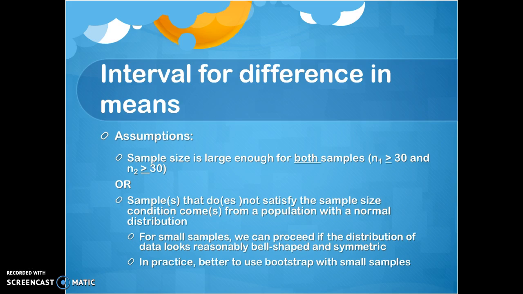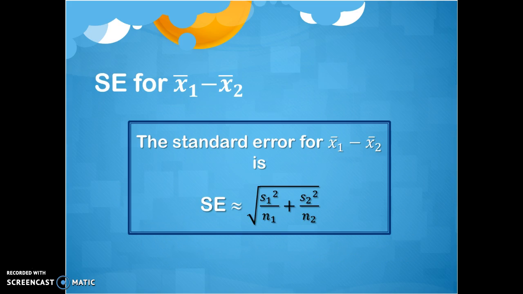If neither of those are satisfied, then we use bootstrap. Or for small samples, you can still use bootstrapping to be safe. I won't belabor that point. A lot of this is just repeated. Okay, a formula thing you're not going to need to use, but just so you see how it works.